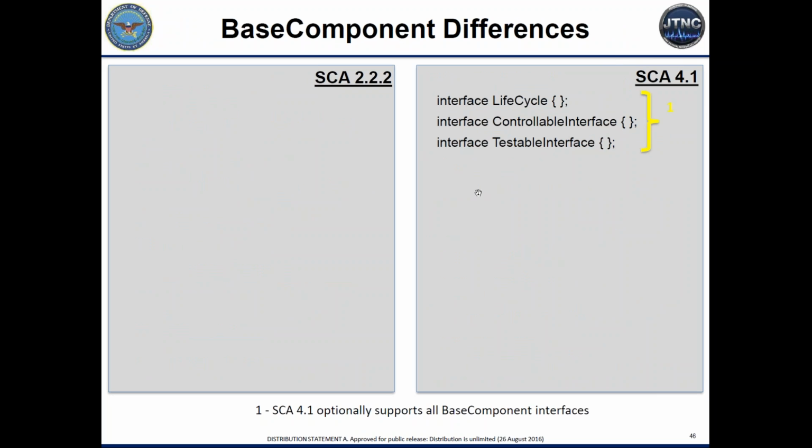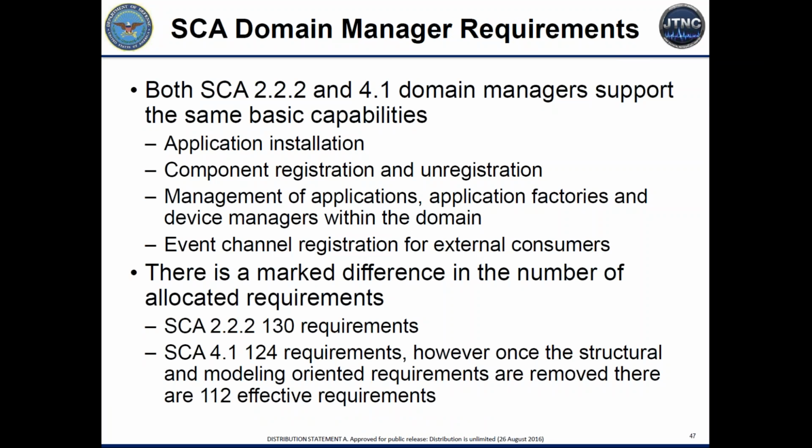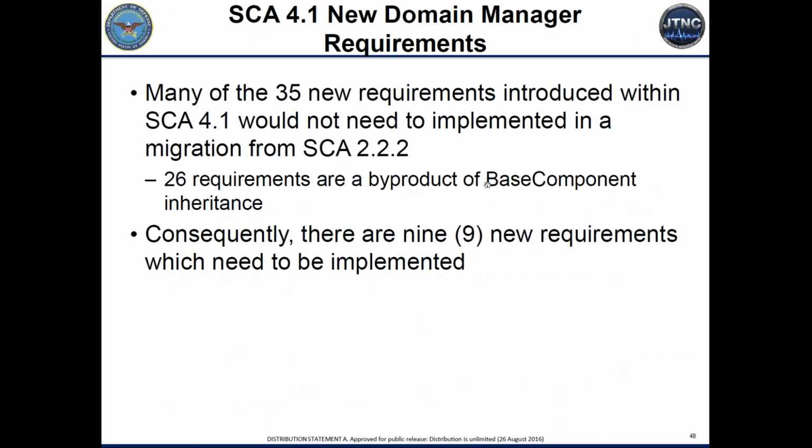And likewise, there are optional capabilities that were a result of domain manager component being a base component, so it's something that does not need to be implemented. In a similar way, a 4.1 domain manager does the same stuff as a 222 domain manager. And as a byproduct of some of those reviews and optimizations that were performed as part of the 4.1 spec, the requirements count went down from around 130 to 112.